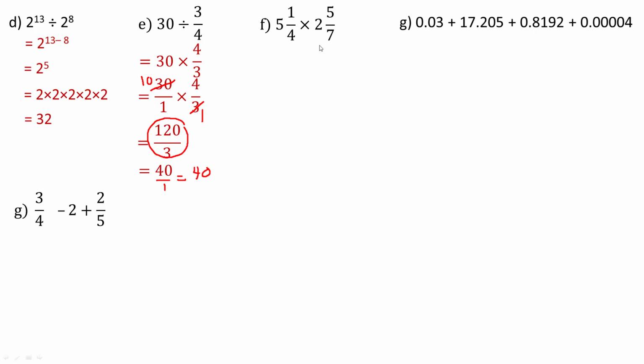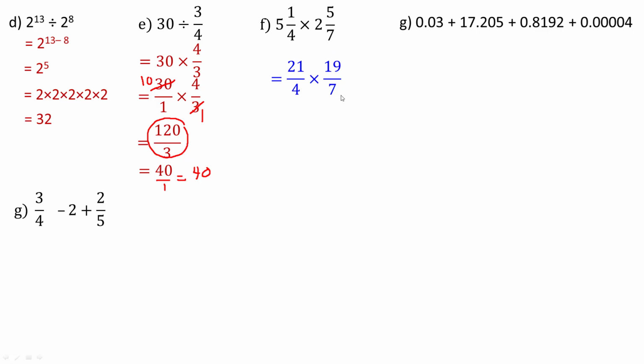Now, here we're multiplying these two fractions, and when they're in mixed form like this, change them to improper. It's very difficult to actually multiply these, because you kind of have to do the 5 times 2 and the 5 times 5/7, and then the quarter times 2 and the quarter times 5/7. It's very complicated to do in mixed form. So to make it easier, we change them to improper form. To change 5 1/4 to improper form, I go 5 times 4 is 20, plus the 1 is 21, so that's 21 quarters. And 2 times 7 is 14, and then 14 plus 5 gives you 19 sevenths.